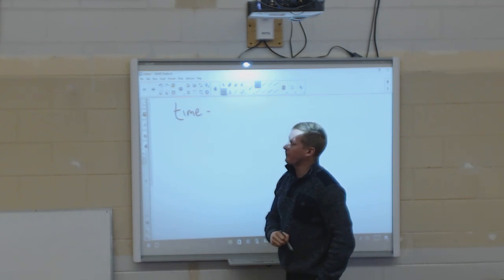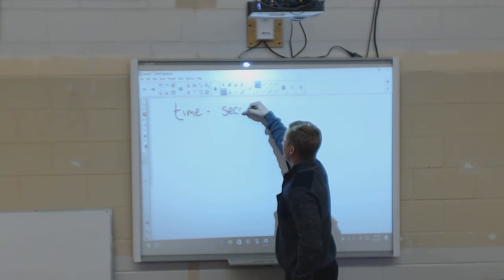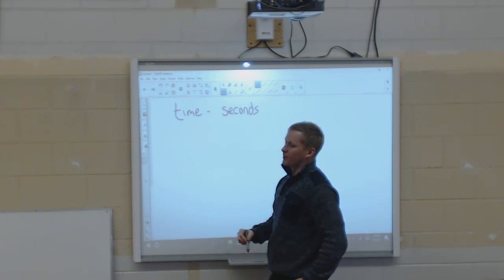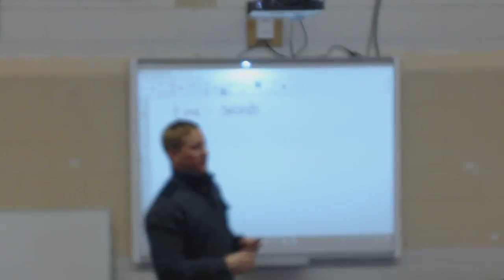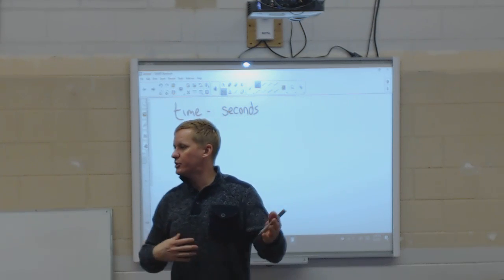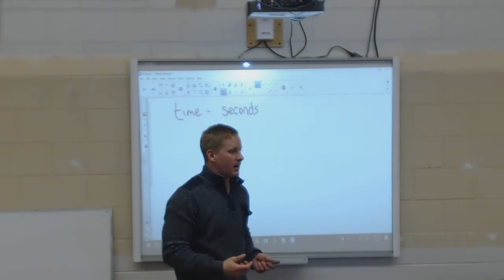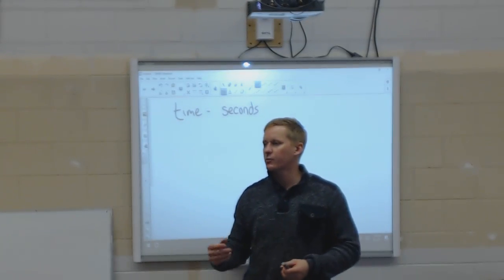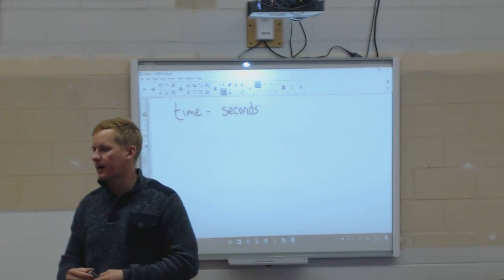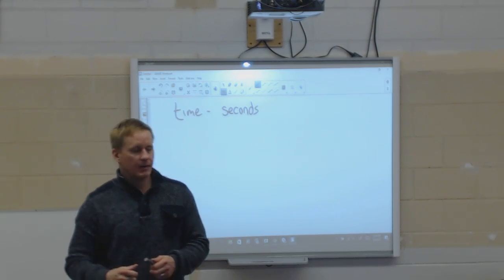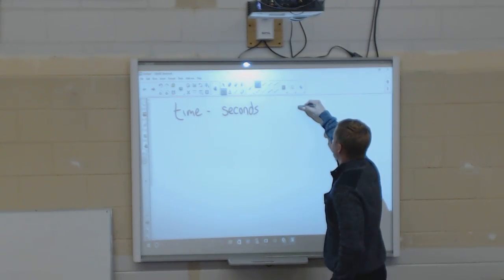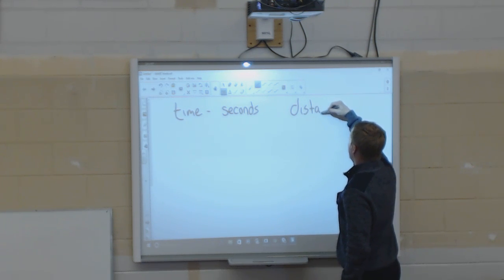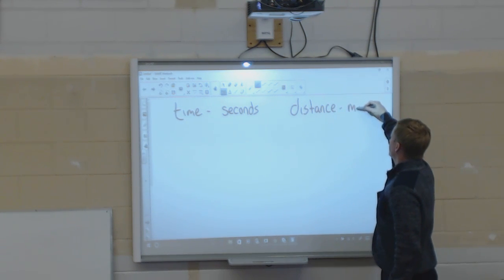So in physics or grade 10 science, the standard unit for time is seconds. So what this means is that if I was talking about how fast you're going, 100 kilometers an hour is what we generally talk about in terms of our speeds in Canada. In the States, it might be 60 miles an hour. But in physics, we're going to talk about it in terms of meters per second, because the standard in the SI units for time is seconds. Distance, I just alluded to it, is meters.